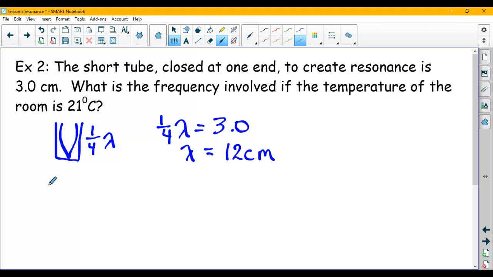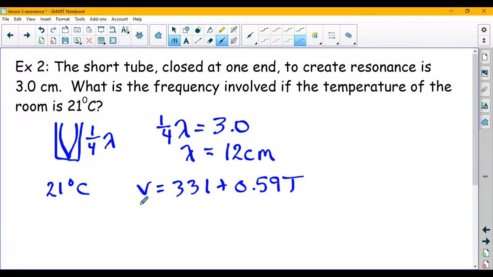The other thing they've told me is it's 21 degrees Celsius. And why is this helpful? Well, because I know the velocity, the speed of sound, is 331 plus 0.59 t. And this is sound. We're talking about sound, right? Resonance, we're still talking about sound. It's easy to forget that, but we are, because we get all into these wave patterns and we don't hear a sound, but this is all about sound.